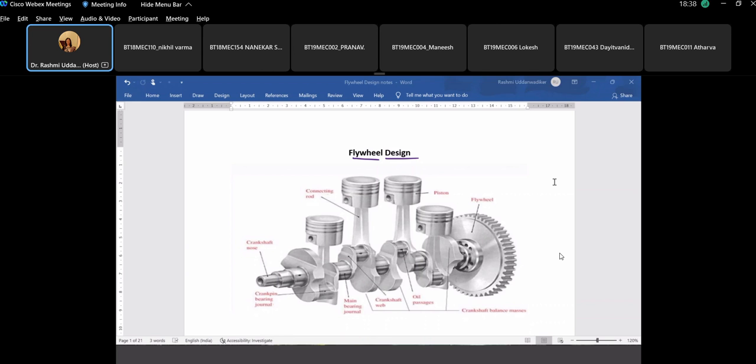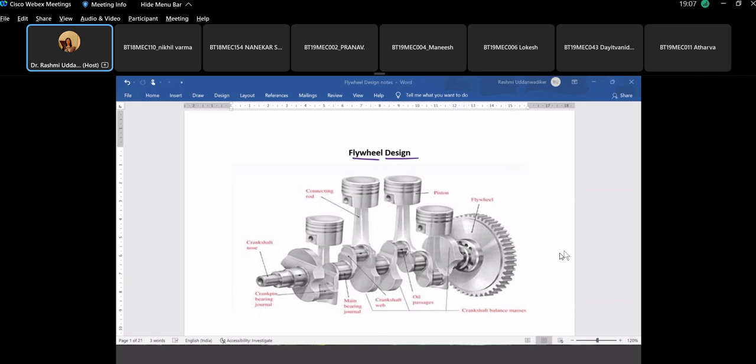And fluctuation of speed and fluctuation of torque. Ideally it is to take into account the fluctuation of torque, and while it is absorbing or releasing energy, the speed of the flywheel varies. Okay, so let's start with the discussion of flywheel. You know the basics about flywheel, so it will be easier for us to start designing the flywheel.